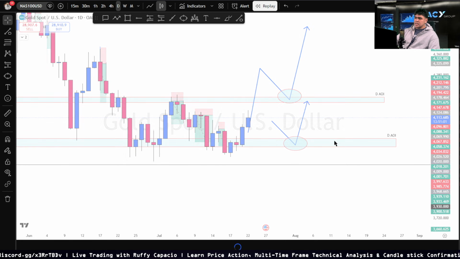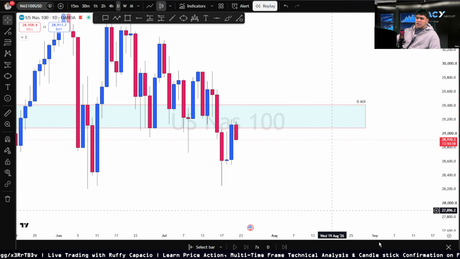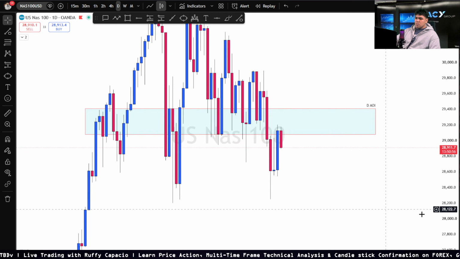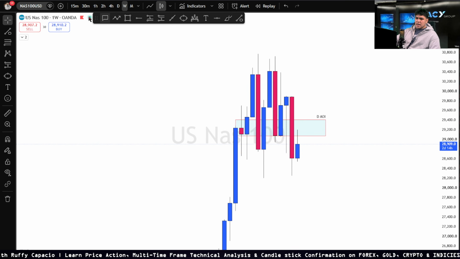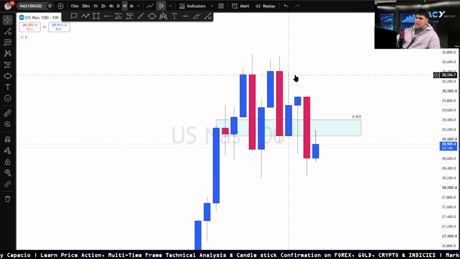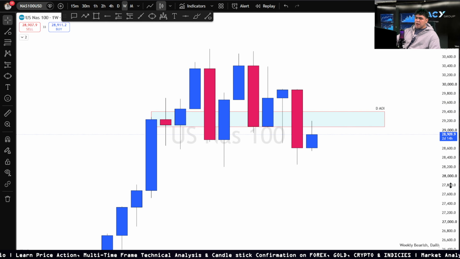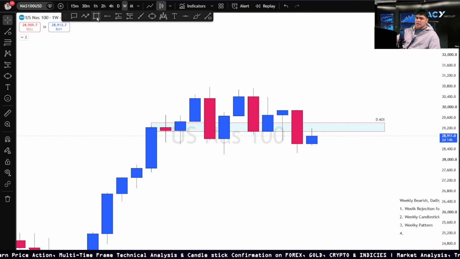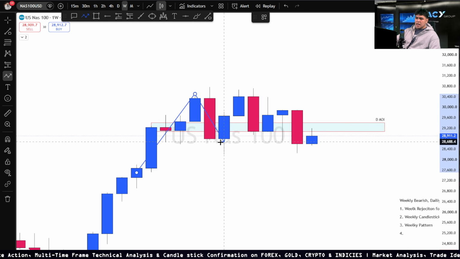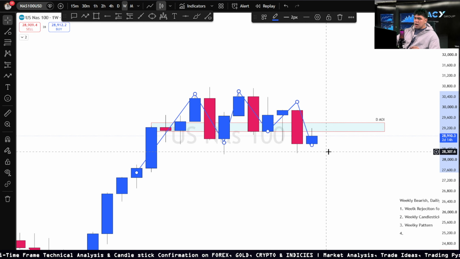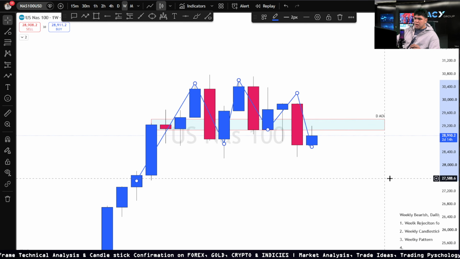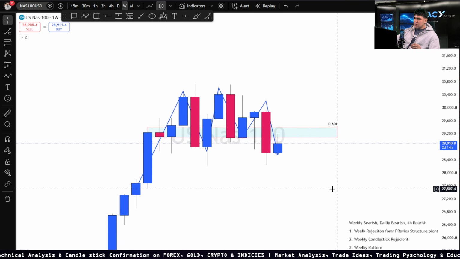On to the next. Now here, what is this? I think it is already cooking up for a massive sell. Now, NASDAQ. You can clearly see here on NASDAQ, on the weekly chart, price is already retesting this head and shoulder pattern.